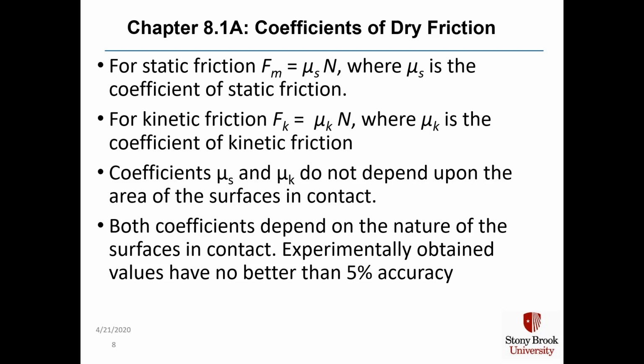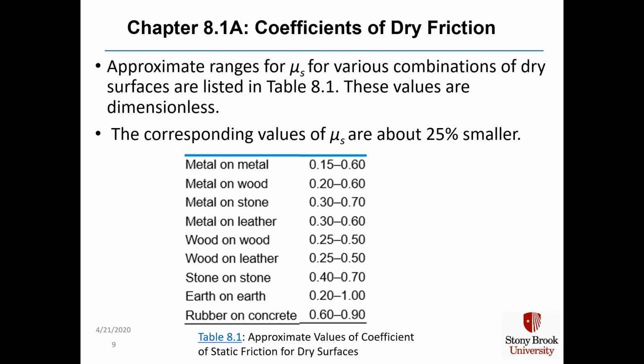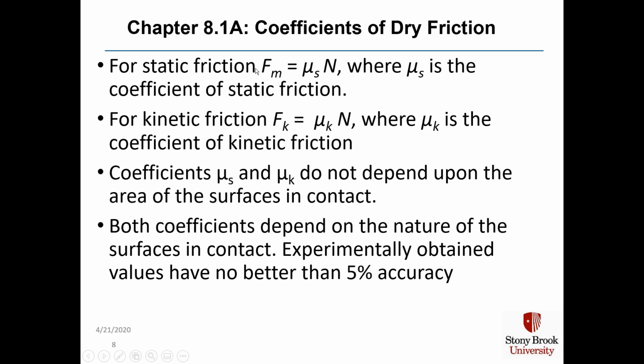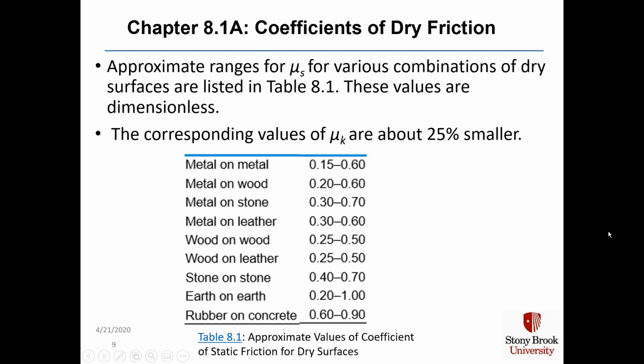better than 5% accuracy. Approximate values for mu sub s for various combinations of dry surfaces are listed here in Table 8.1. These values are dimensionless, and that's because F sub m has units of force and N has units of force, so mu sub s by definition can't have any units, or you can't make that equation. Corresponding values of mu sub k are about 25% smaller, which is why the kinetic friction force is going to be less than the static friction force.